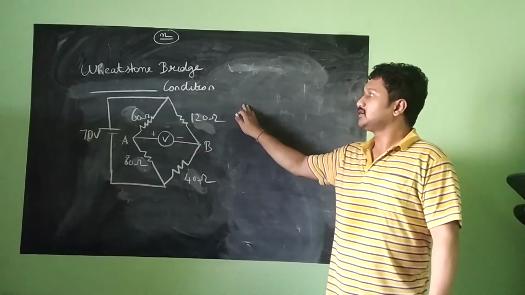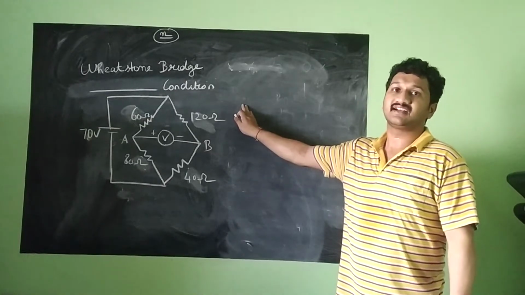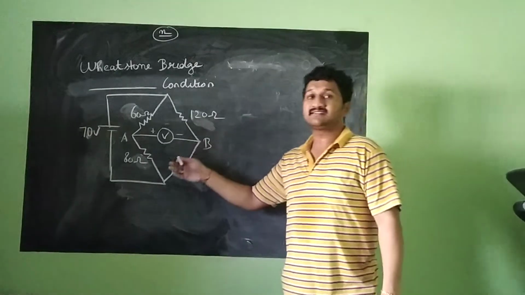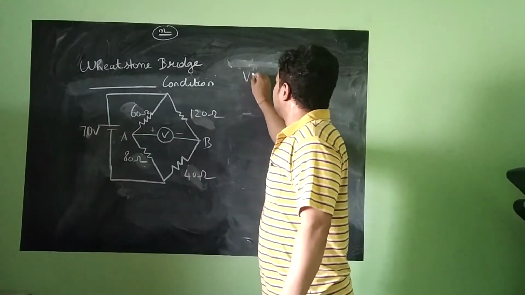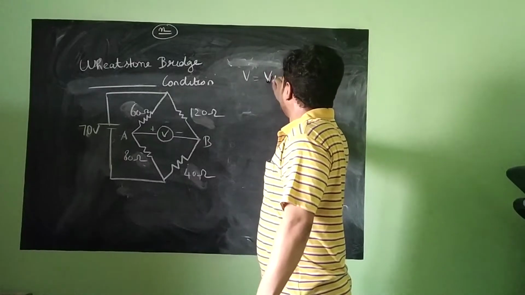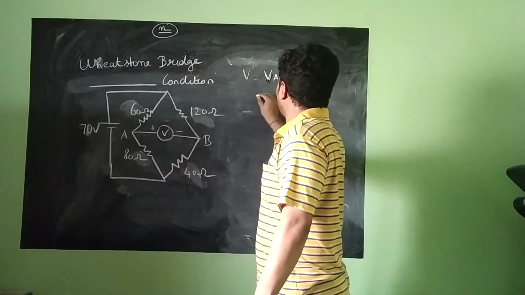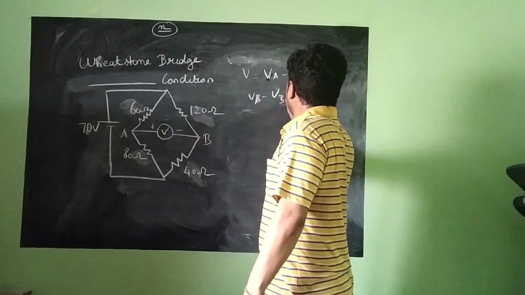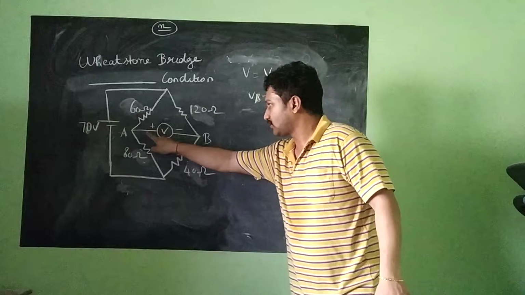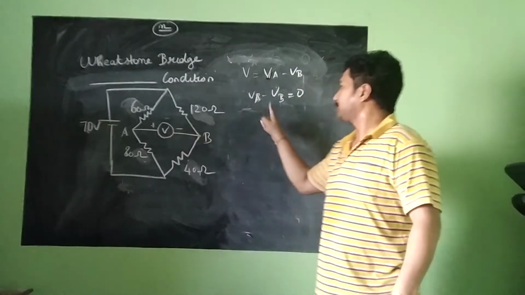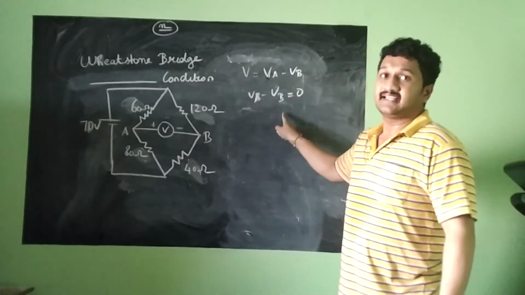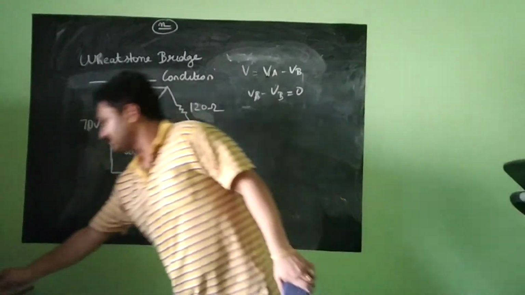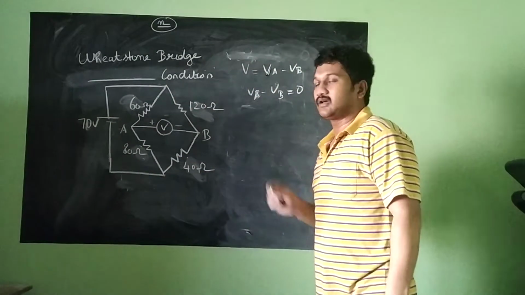In this lecture we are going to see about the balanced and unbalanced condition of a Wheatstone bridge. In the previous lecture I would have told what a balanced and unbalanced condition is. When VA minus VB should be 0, the potential drop across this and the potential drop across this, when subtracted, should be 0. In that case the bridge is called a balanced bridge. Let's analyze whether this particular circuit is balanced or not.